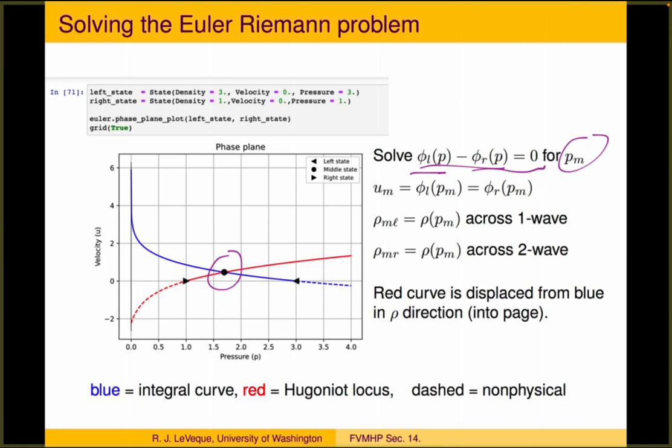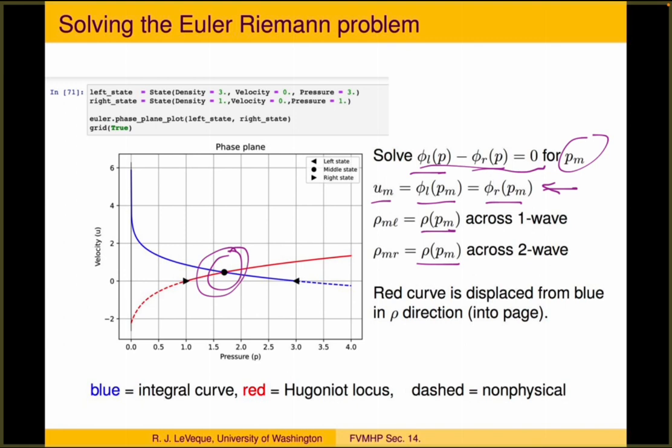And then once we've solved that, we can just evaluate either phi L of p_m or phi R of p_m. Those two should be equal now, and that's the value u_m, which gives us this intersection point. But then there are some other relations that tell us how rho varies along integral curves or shock curves, and so depending on whether each of these is an integral curve or a Hugoniot locus, we can determine what the corresponding rhos are on the two sides of the contact discontinuity.